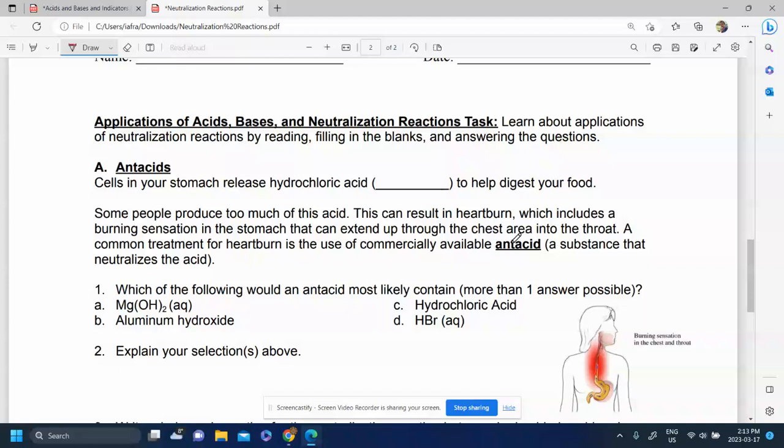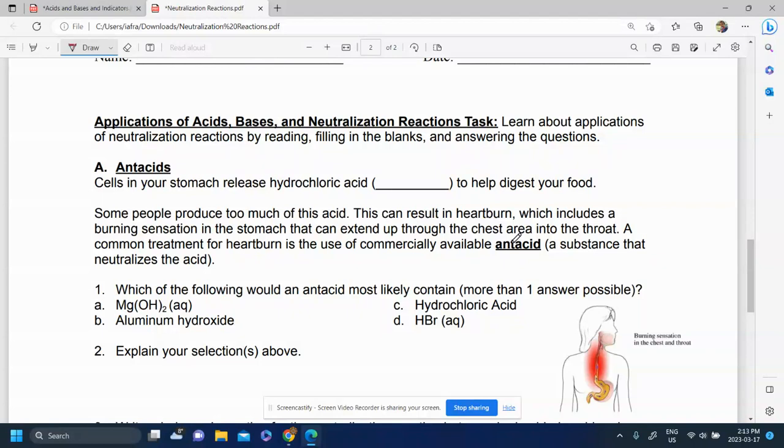All right, in this video, we're going to take a look at some practical applications of neutralization reactions. Once again, practical applications, or just applications, means where do we use these things in the real world? The purpose of this sheet is really to get you to learn the applications by doing some problem solving. So you should have actually tried this sheet out yourself.